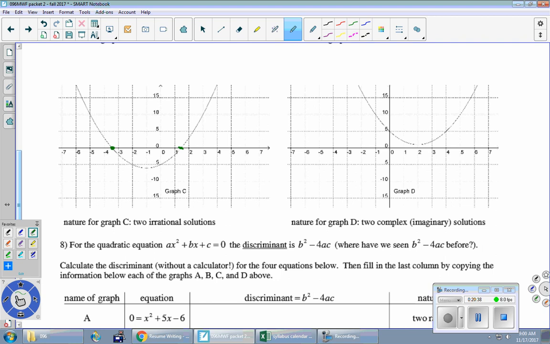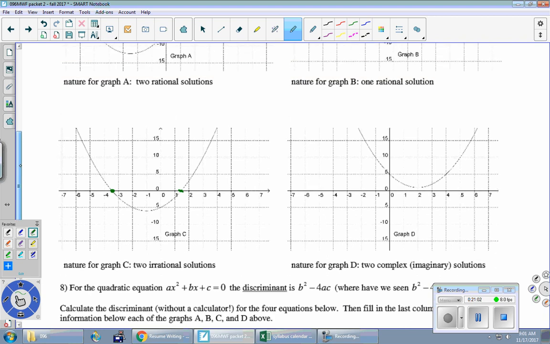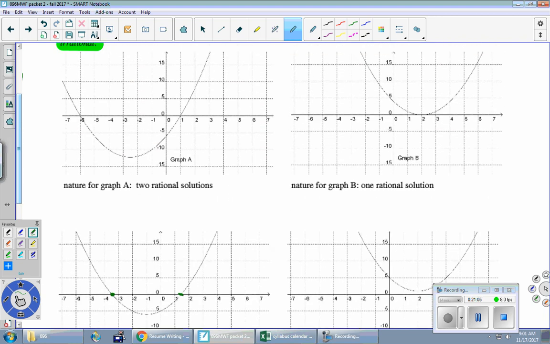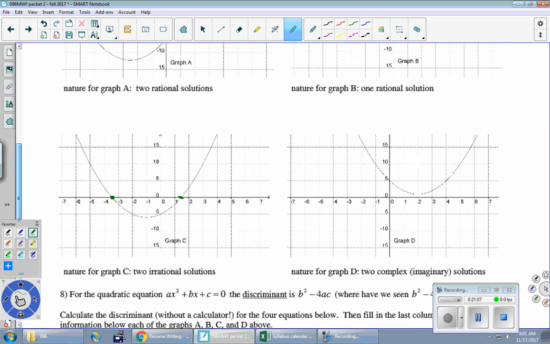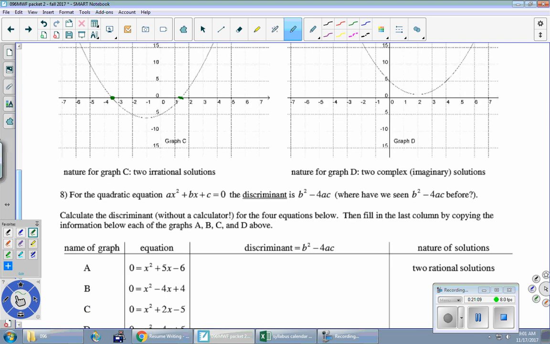And as we said over here, there's no x-intercepts. But my goodness, every time I solve a quadratic equation, I'm going to get 2 answers. And what did we discover? What kind of answers did we get when we used the quadratic formula here? We didn't get real numbers. We got imaginary numbers. 2 imaginary solutions. Okay? So it turns out these are the 4 possibilities for any parabola, any quadratic that I give you. It either has 2 rational solutions, 1 rational solution, 2 irrational solutions, or 2 complex solutions. There are no other possibilities.